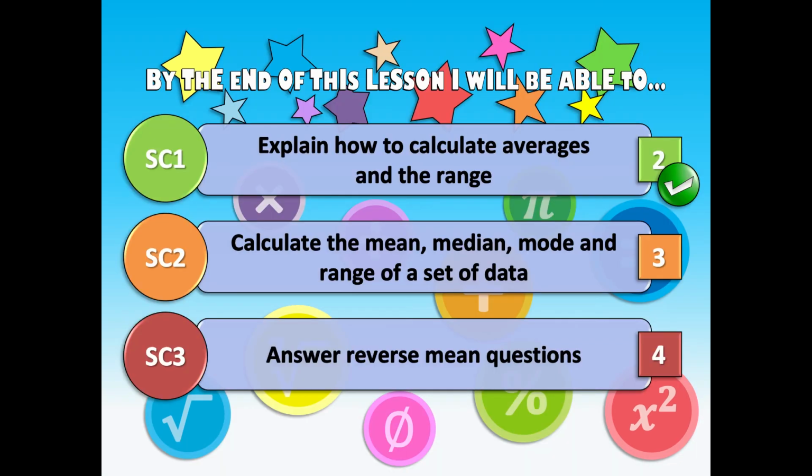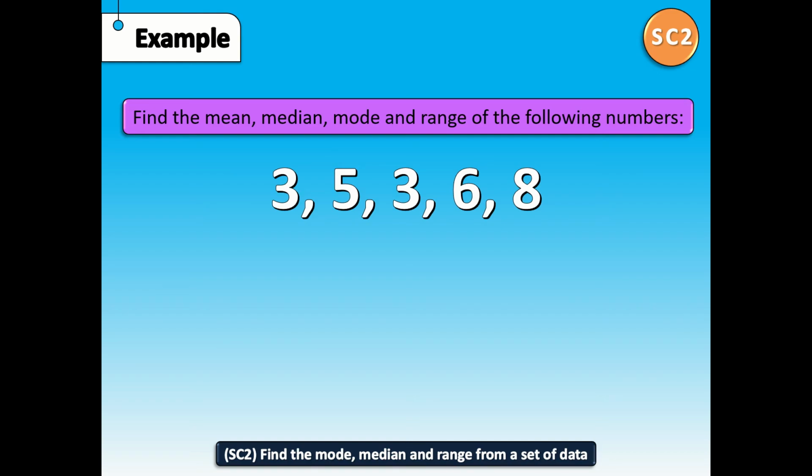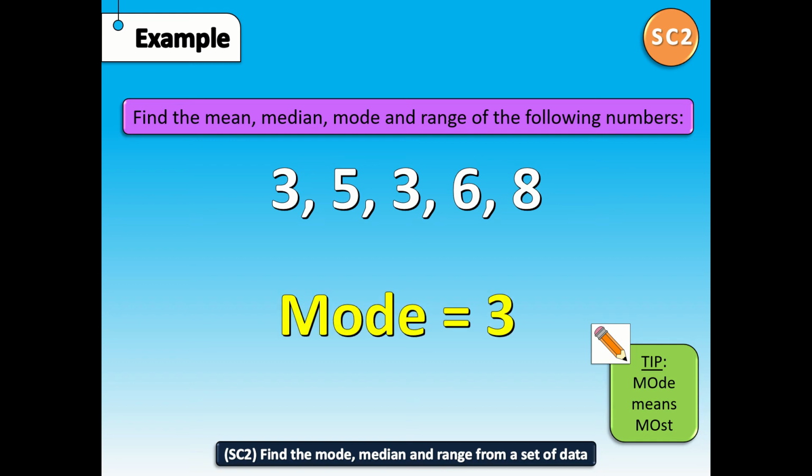Now we've completed success criteria 1, so now we're going to move on to number 2, and this is to calculate the mean, median, mode and range of a set of data. So we want to find the mean, median, mode and range of these numbers. So to find the mode, we look for the number that appears more than any other number. So the mode here is 3, because 3 appears more than any other number.